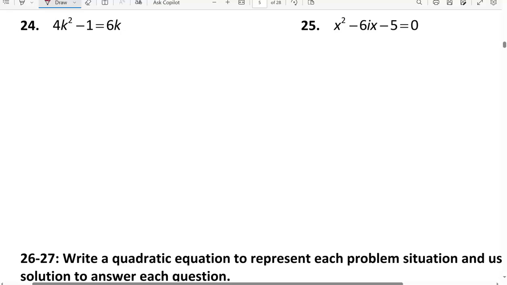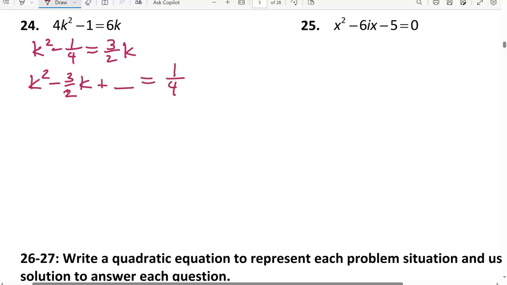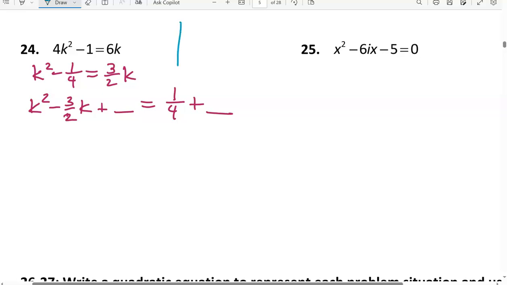In 24, the terms really aren't where we want them, but let's start by dividing all terms by 4. That way the k squared will have a coefficient of 1. 6 divided by 4 is 3 halves, so I'm going to write 3 halves k there. Now we're going to bring the 3 halves k to the left side of the equation by subtracting it, insert our plus blank, and bring the 1/4 to the right side by adding it, and plus blank over there as well. Alright, let's complete the square picture.